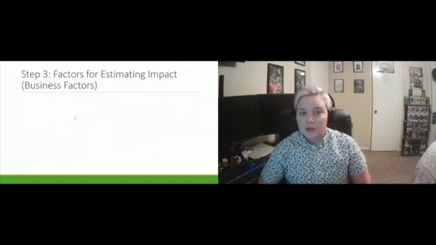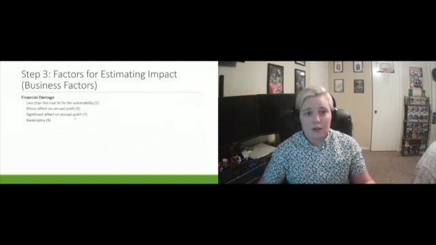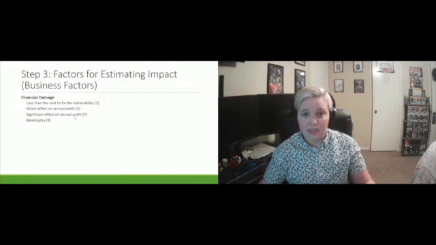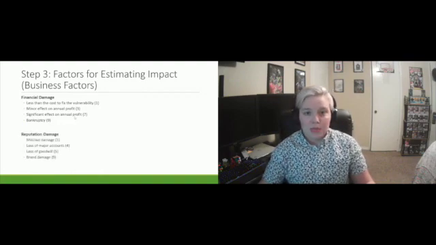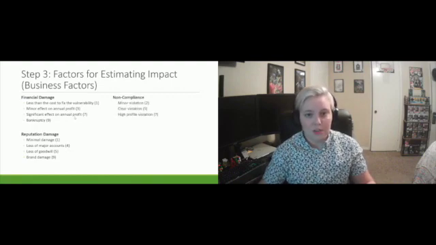Once we've got the technical factors, we'll go ahead and move on into the business factors. These are going to be your financial damage: how much of a financial impact would result from an exploit on this particular asset? Is it going to cost your company a ton of money, or are you looking at negligible costs? Then we'll look at your reputation damage. How much would an exploit result in harm to the business as far as their reputation is concerned?